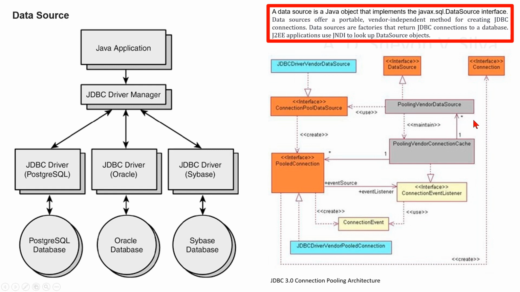Pooling vendor data source. The third party vendor must provide a class that implements the data source interface. This interface is the entry point that allows interaction with their pooling module. The pooling vendor's class uses the JDBC driver's pool connection data source object to create pool connections that the pool manages.